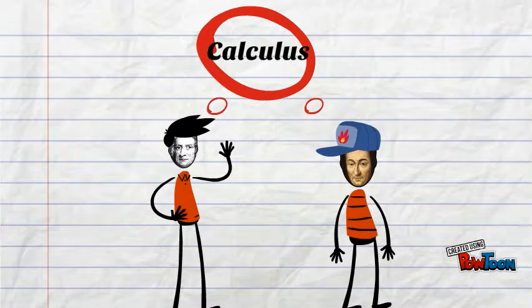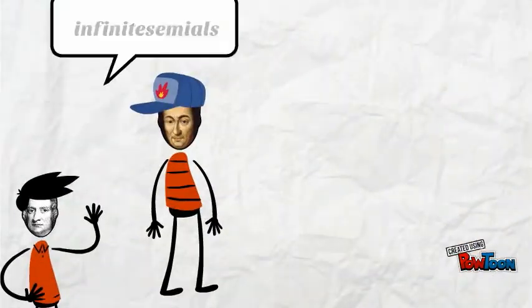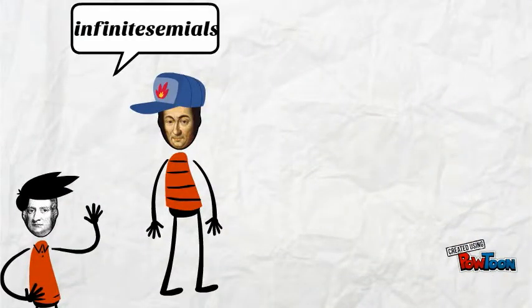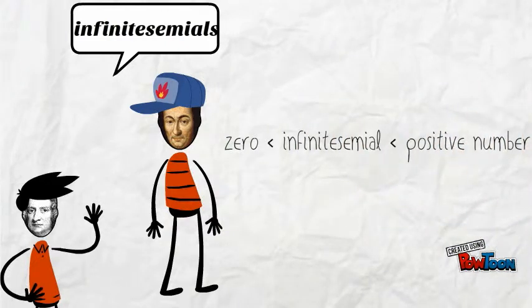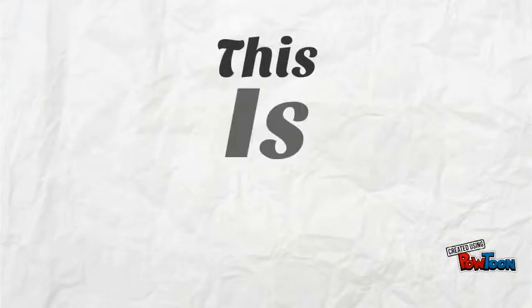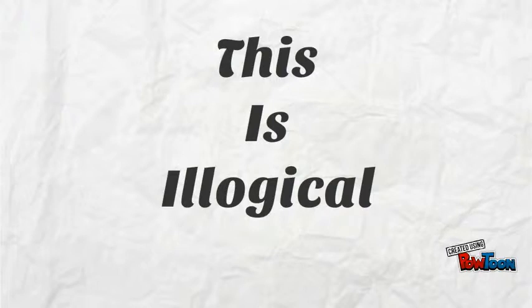But just like anything new, the foundations of calculus were kind of shaky. Newton and Leibniz spoke in terms of infinitesimals. An infinitesimal is something that's bigger than zero but smaller than any positive number. Huh? This left so many people confused because it's something so illogical.